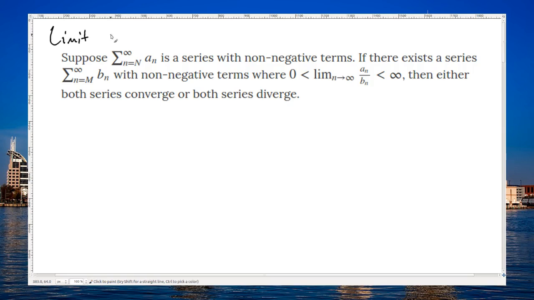Here we have the limit comparison test. It's actually rather similar to the direct comparison test. It's another test that allows us to take a series that we don't know about its convergence or divergence and compare it with a series that we do know. So in this case, this series right here, we want to know. And the Bn represents the series that we already know.